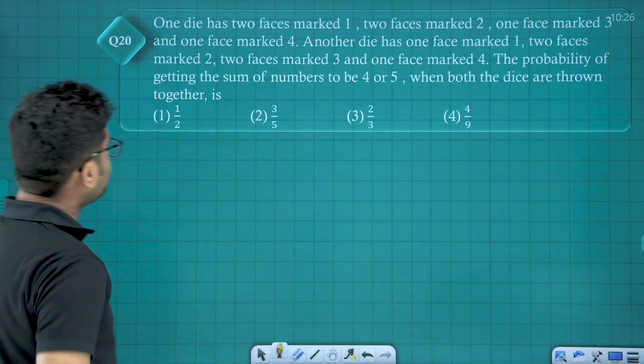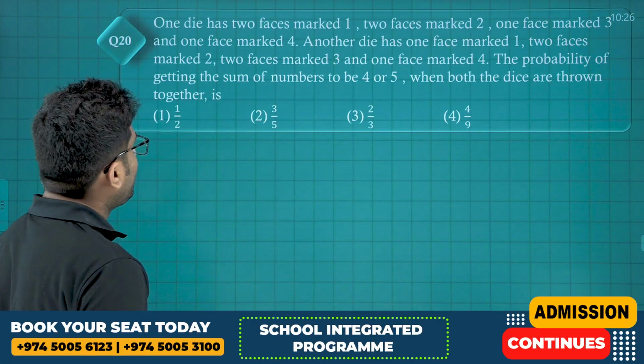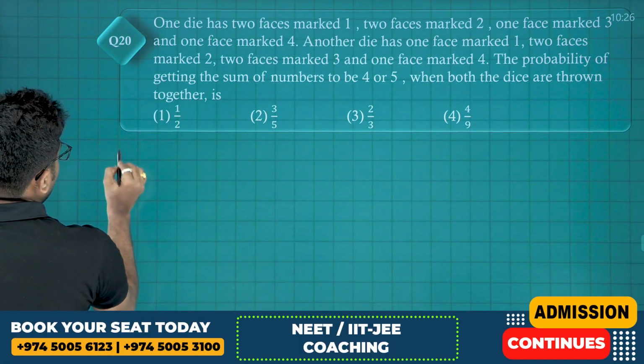Next question. One die has two faces marked 1. Okay, there is a die.